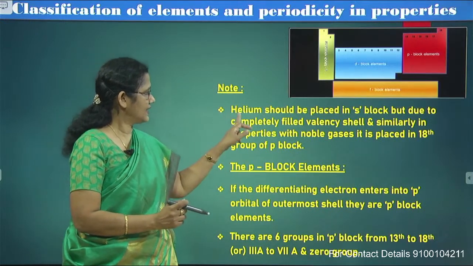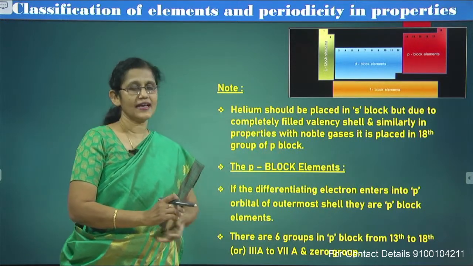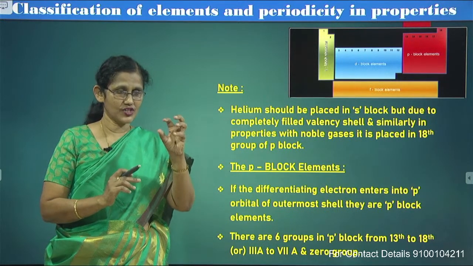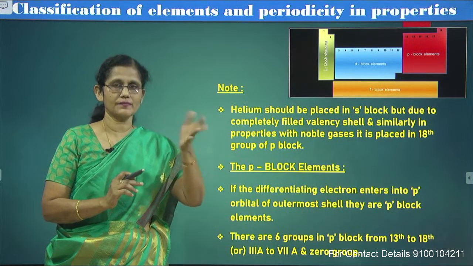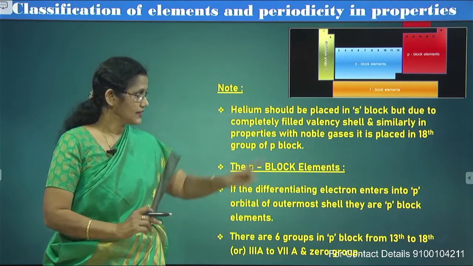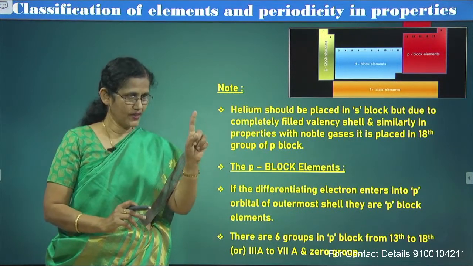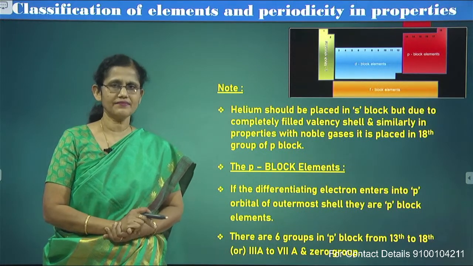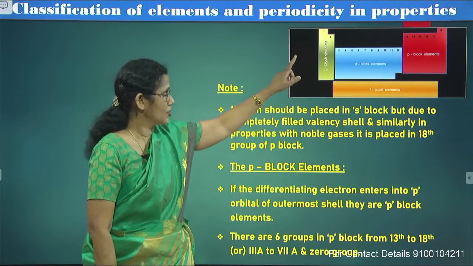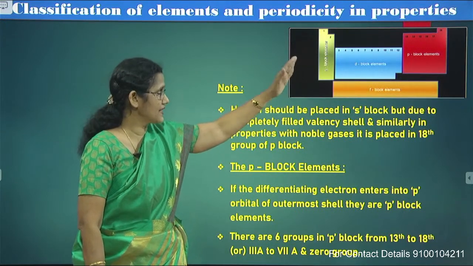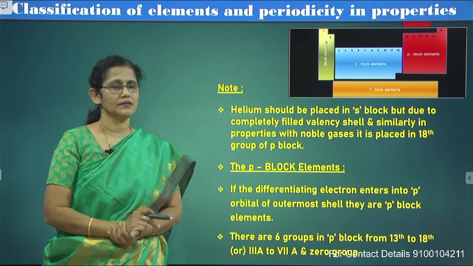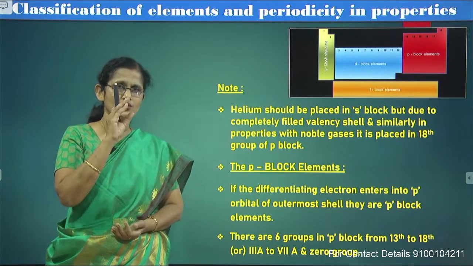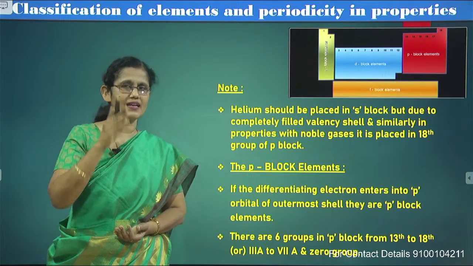See, helium should be placed in s block by definition. What are s block elements? If the differentiating electron enters into the ns orbital of the outermost shell. Hydrogen is 1s1, helium 1s2. So, by definition, helium should belong to s block, it should be placed along with s block. But it is placed under p block because it shows similarity with noble gases, right.